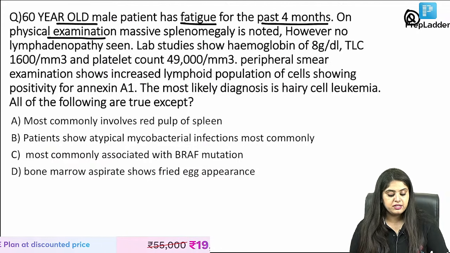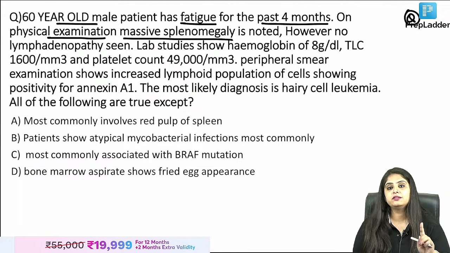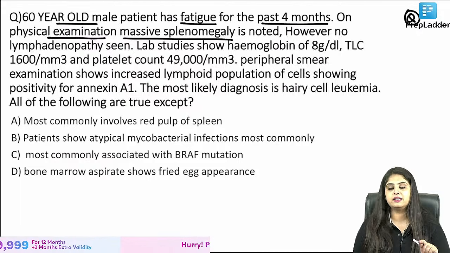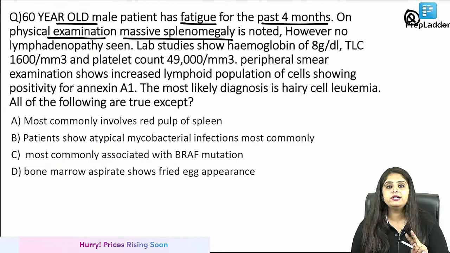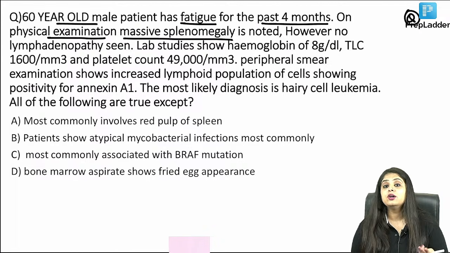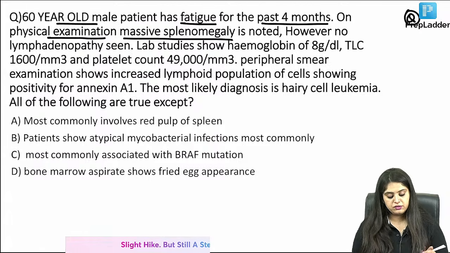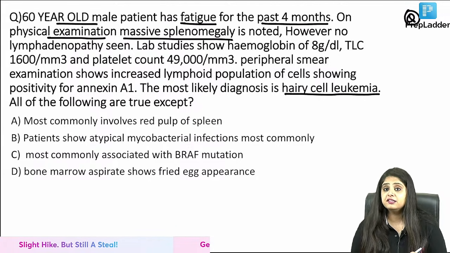On physical examination, there is a massive spleen. Ma'am, you told us either it is kala azar. It doesn't look like kala azar. No, nothing to do with kala azar. Or it is CML, maybe that is one option. Or it is hairy cell leukemia. 3 options I have, and somewhere hairy cell leukemia is mentioned.